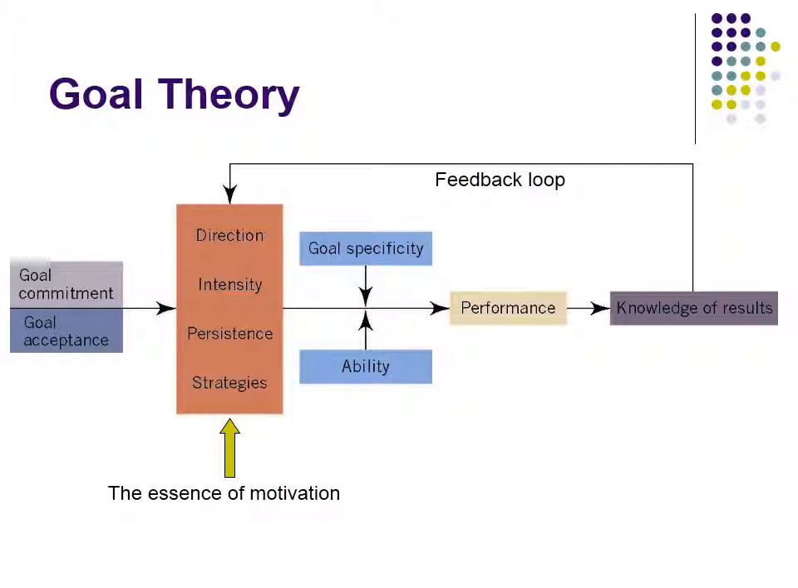If you find yourself, every time I test myself, I get 10 out of 10, then that knowledge of results says the current direction, intensity, persistence, and strategy, the feedback loop is sufficient. Let's keep doing that. That's going to get me to my goal.